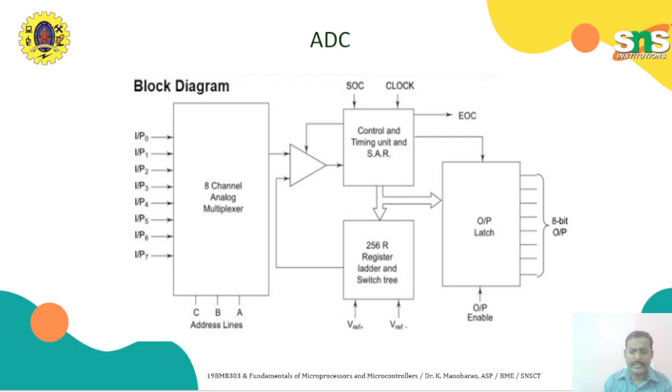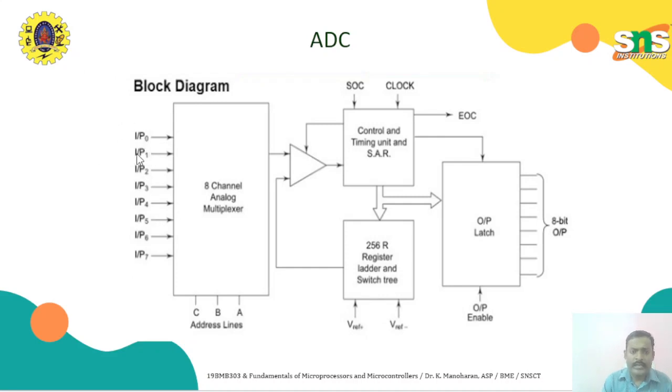Look at this block diagram. This is an 8-channel analog multiplexer. Actually, one analog input can be converted to digital, but instead of that, we have taken 8 inputs. At a time we cannot convert all 8 inputs, so we can choose any one channel. Here we have 8 channels, that means we have 8 analog inputs.